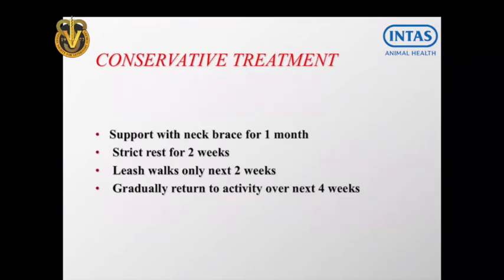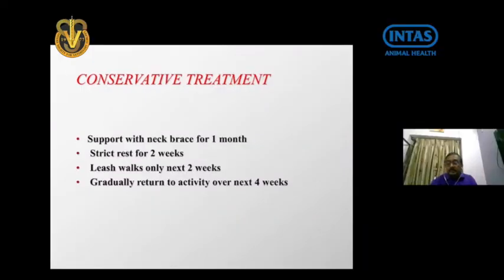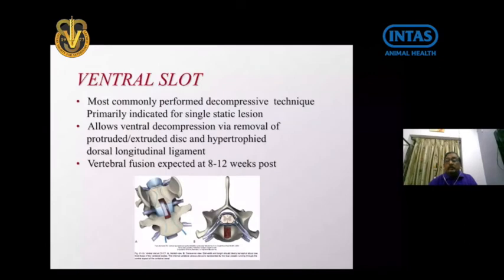Conservatively, put a neck brace, cage rest, leash walks. Throughout life, you should have a harness. What is the surgery we do? We do something called the ventral slot, and then you space it out so that this will not collapse again.